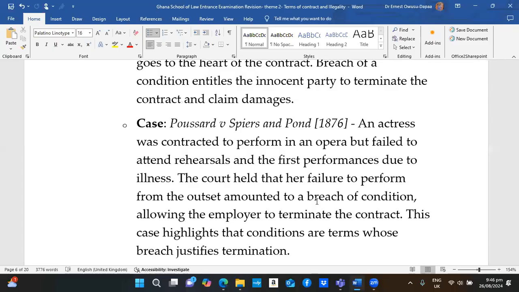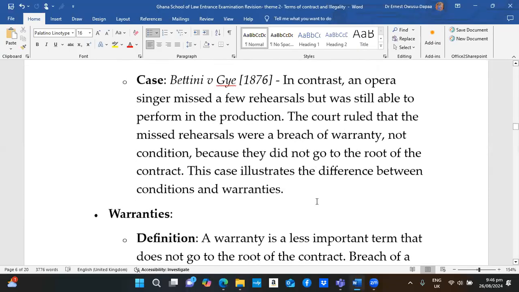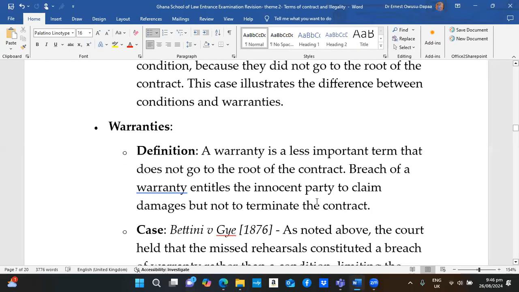Because of time, I don't want to be discussing details of the cases that you know, but just to remind you that if you have, for example, a question and you have to distinguish between a condition and a warranty, it's not enough for you to tell us that a condition is a term of major importance which goes to the root of the contract. You must go ahead and tell us that when it is breached, the innocent party has a right to terminate the contract, and the breach is what we call a repudiatory breach. And secondly, the innocent party is entitled to bring an action for damages.